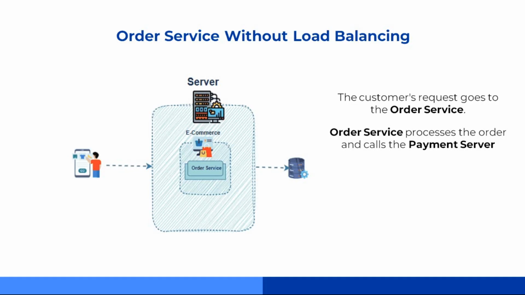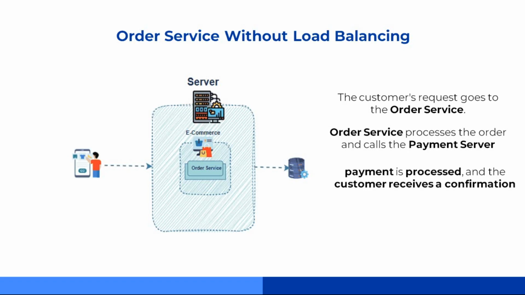Here's what happens in a normal day. The customer places the order. The order service processes it and calls the payment server. Payment goes through. Customer gets a confirmation. Even with 50 people buying t-shirts at the same time, everything works fine. The single server can manage. At this stage, no load balancing is required. But this setup only survives while traffic is low.